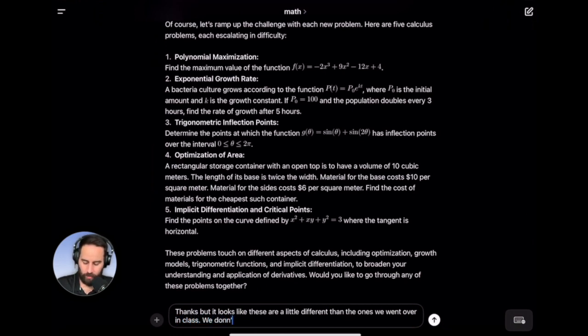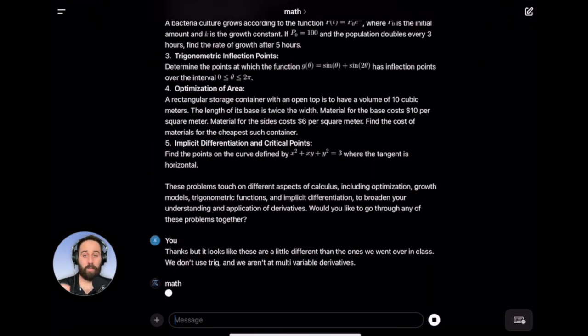We don't use trig. Let's say we don't use trig, we'll use exponential equations, and we aren't at multivariable derivatives. So you can tell them that.